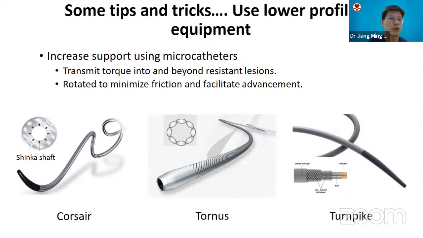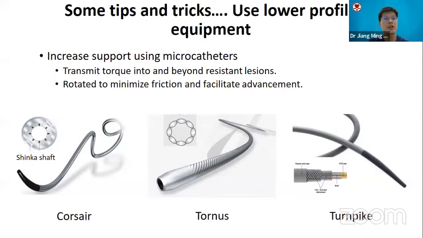Microcatheters have the ability to transmit torque into and beyond resistant lesions. They can be rotated to minimize friction and facilitate advancement. In so doing, we can create a small channel and facilitate lumen enlargement through which small and subsequently larger balloons hopefully can be passed. Some examples are shown here. The Corsair, for example, is a type of microcatheter used in PCI, CTO PCI. There is a unique shaft made of 2 larger stainless steel wires wrapped around 8 smaller wires together with tungsten braiding, allowing it to be pushed and allowing for better force transmission.